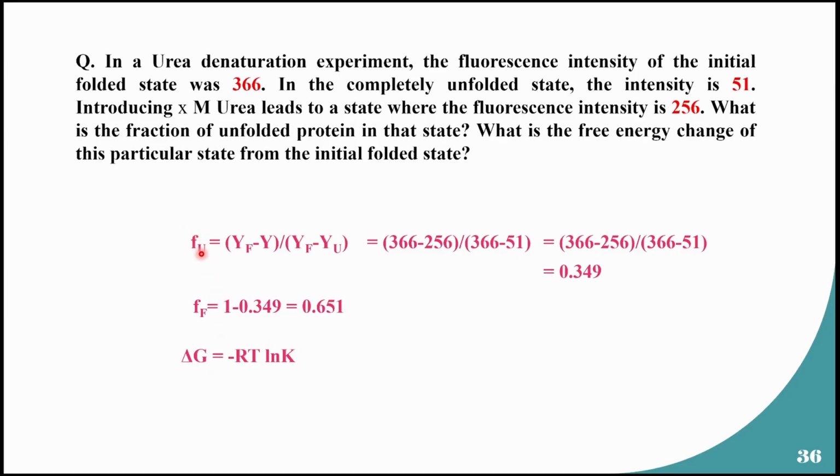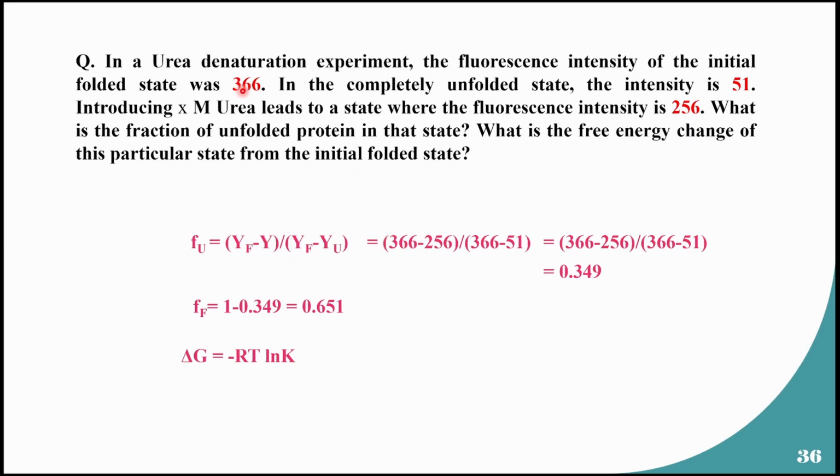So how can you calculate the fraction of the unfolded state here? We have to do it using this formula. In this particular case, the Y that is being mentioned is the value for the current state. Okay, so the current intermediate state that you have been trying to calculate the value for, and then YF will be the fluorescence intensity for the whole folded state, and YU will be for the unfolded state. So for the fraction of unfolded protein, you can calculate it using YF minus Y divided by YF minus YU. So just plug in the formulas.